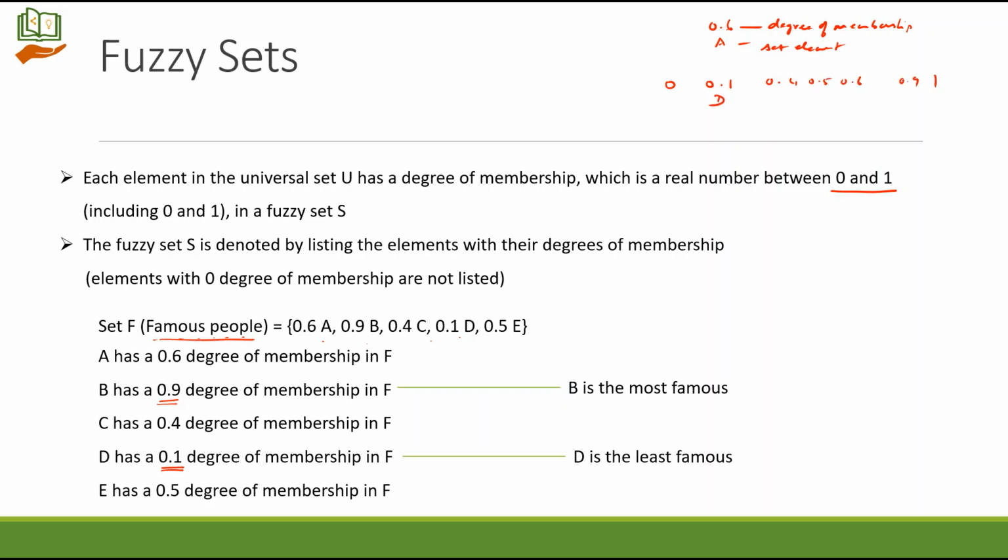This is D, this is C, this is E, this is A and this is B. Now which is close to 1? So B is the most famous. Which is close to 0? D is the least famous. That's what they have mentioned here. Fuzzy sets are used in artificial intelligence.